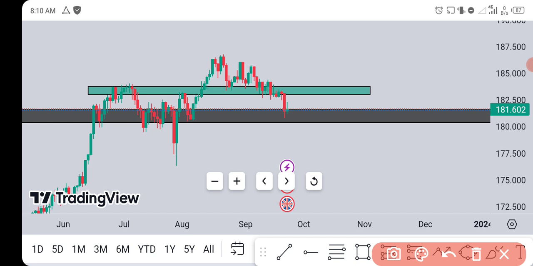Then I got these rejections, but I didn't get an entry. My students know how I get my entry, so there was no clear entry. That was why I stayed out. Now I saw the market moving down, and I went to my weekly time frame, drew my Fibonacci, and knew that this is my weekly 50% zone. So I'll patiently allow the market to just play around.